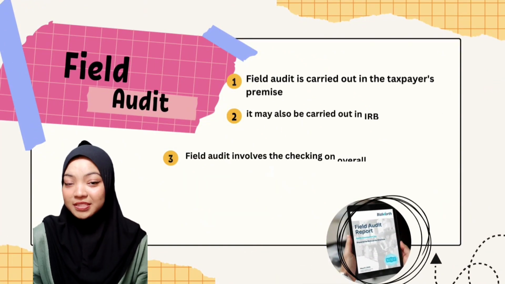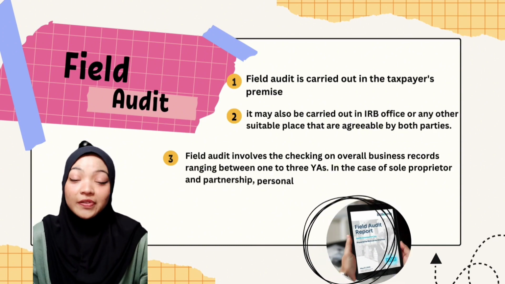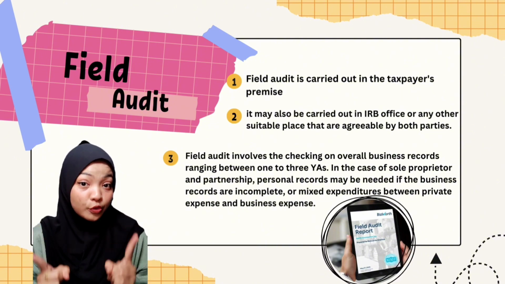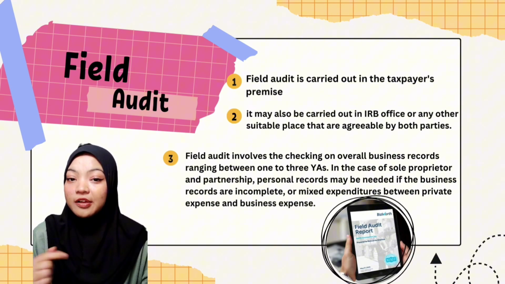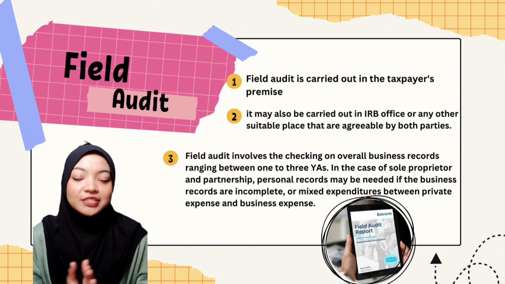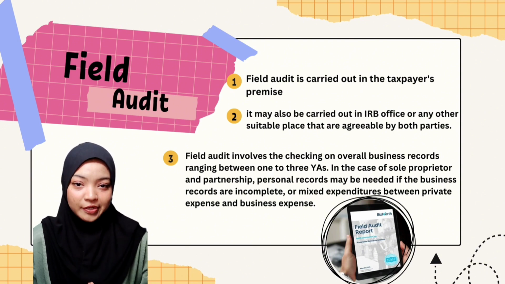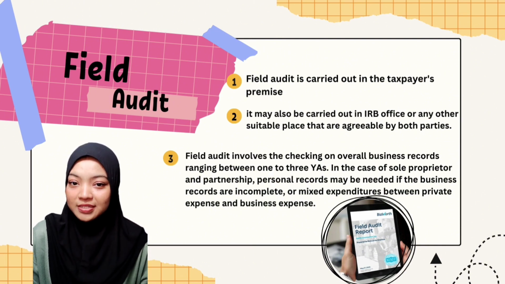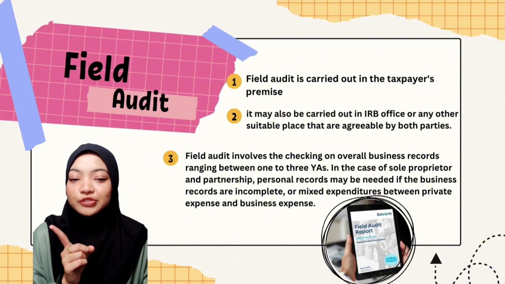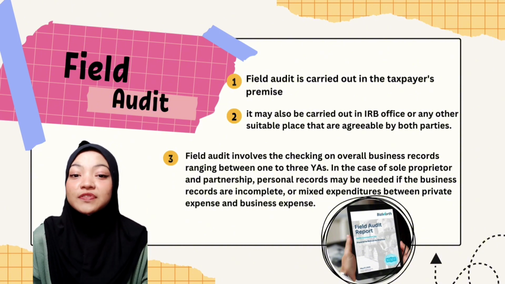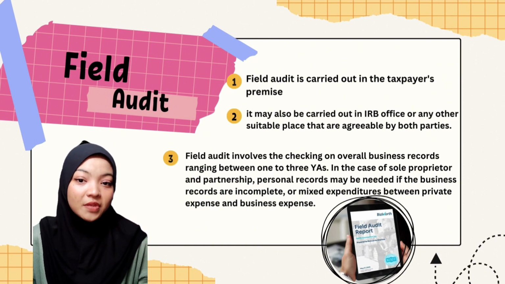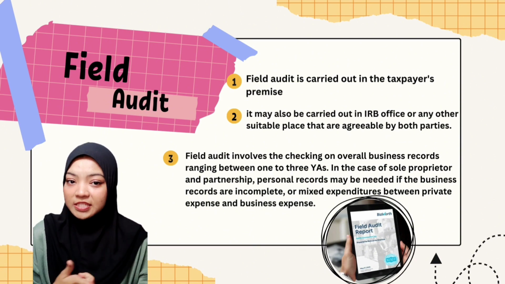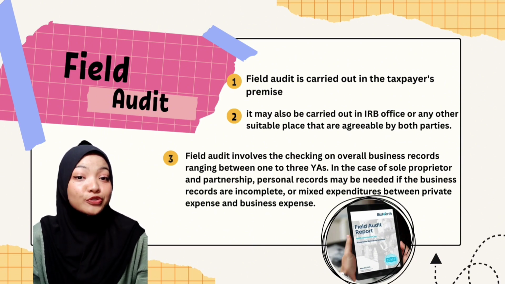Secondly, field audit. What is field audit? Field audit is a tax audit that is carried out at the taxpayer's premises, although it may also be carried out in the IRB office or any other suitable place that both parties agree on. Field audits involve checking overall business records ranging between 1 to 3 years of assessment. In the case of sole proprietorship and partnership, personal records may be needed if the business records are incomplete or there is mixed expenditure between private expenses and business expenses.